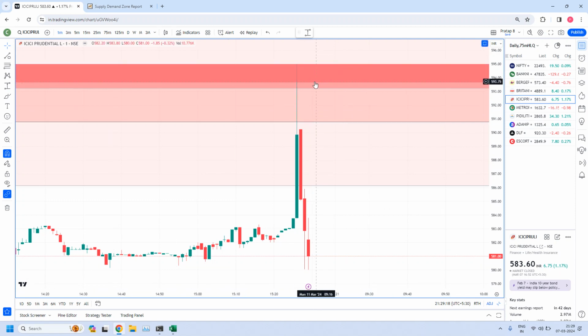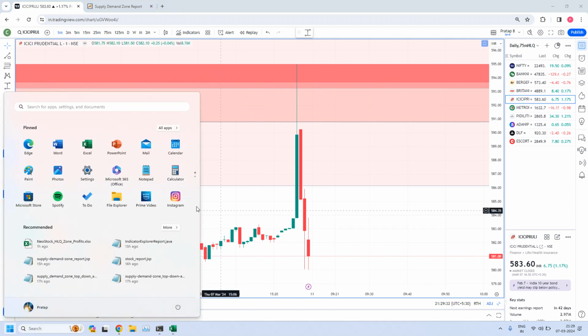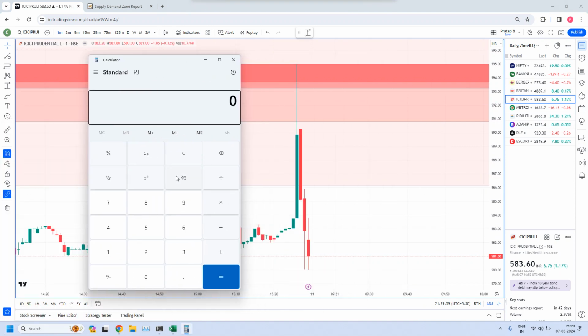But maybe your entry is at 593.75 paisa. So let me say approximately 594. Let me assume you have taken. Just a rough calculation, because I have not considered this as a trade. So that's why I didn't document it in the Excel sheet. Just curiosity. 594. Okay, 593 point. How much here? 593.70 paisa.